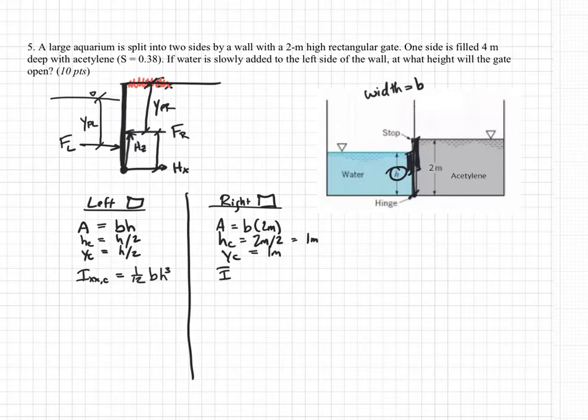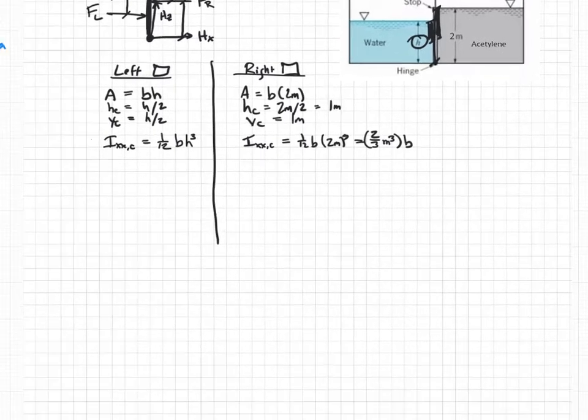And the I bar, or the I XX comma C, I think your book calls it, which is way long by my reckoning. So that's 1/12 the base, and now the height of this thing is 2 meters cubed. So 2 cubed is 8, 8 over 12 is 2/3. So we've got 2/3 of a meter cubed times b. Not a huge fan of that. Looks like my key has a little bit of a unit error there. But anyway, let's go ahead and solve this one.